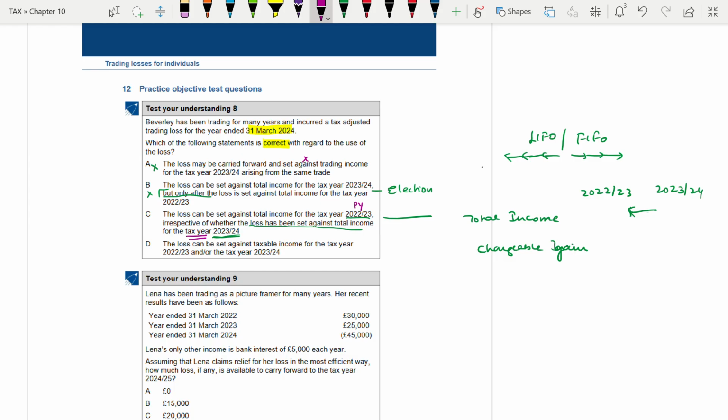We cannot take it from the trading income. There is no condition. They say that you can set against the previous year, irrespective of whether the loss has been set against the total income. The loss can be set against the taxable income for the tax year 2023. You have to have the set of rules. Are you clear about this?